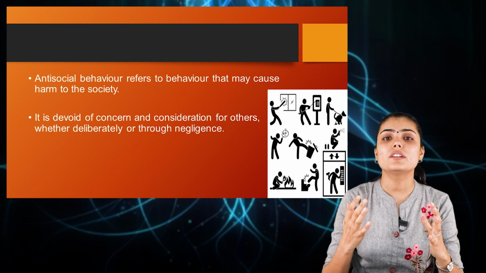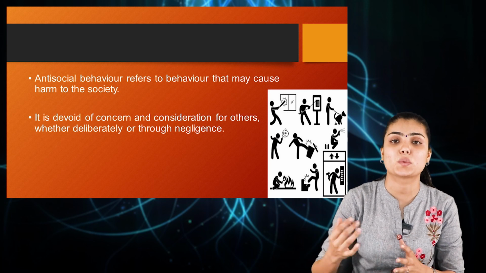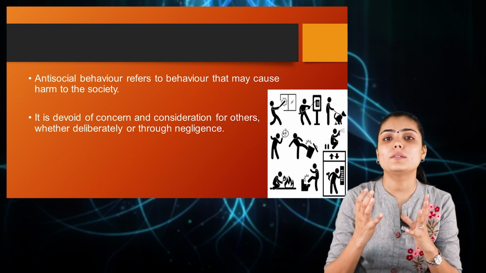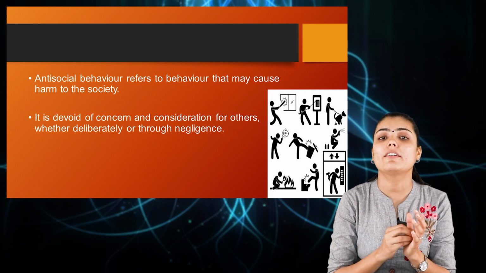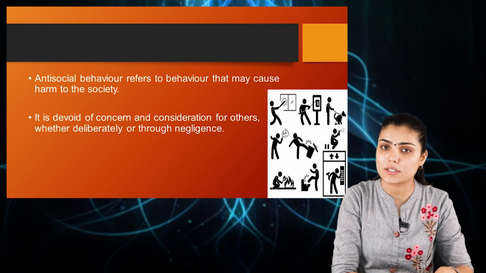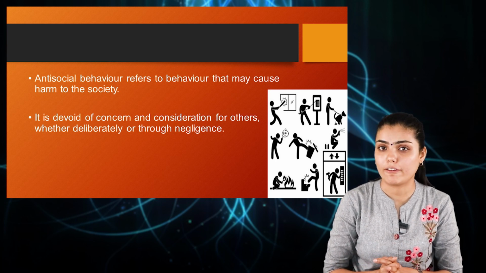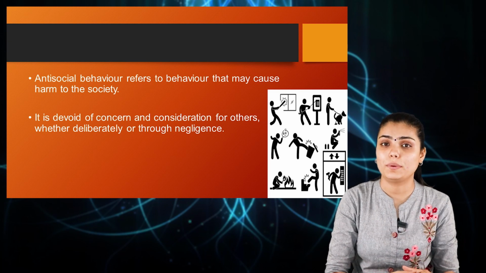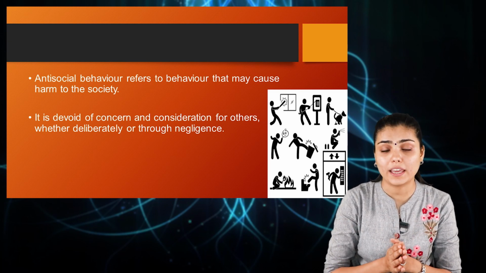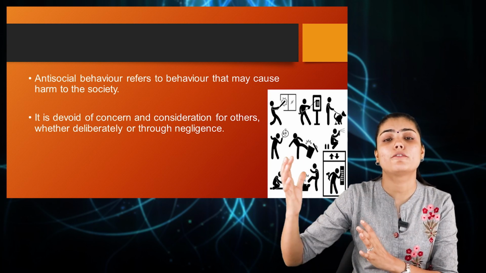Now, we've talked about what social behavior is. Let us also see what antisocial behavior is. Social behavior, as I said, is directed towards the society. Antisocial behaviors are those behaviors that may cause harm to the society. Any behavior of an individual belonging to a particular society which causes harm to the society is known as antisocial behavior.